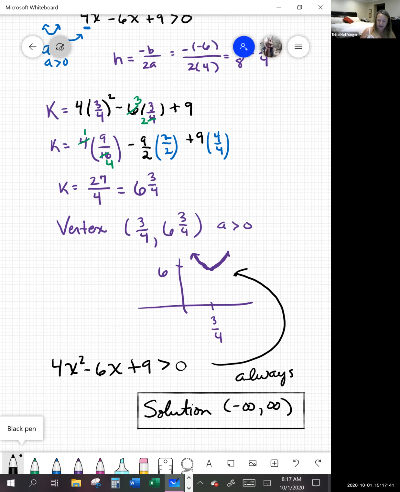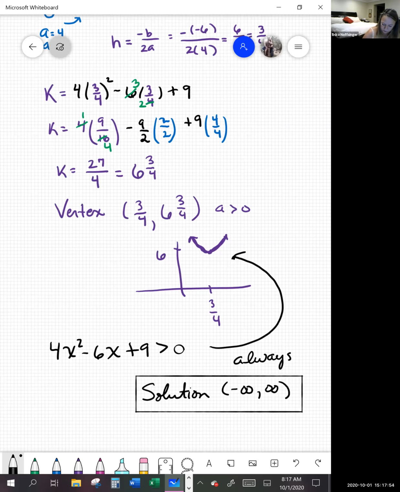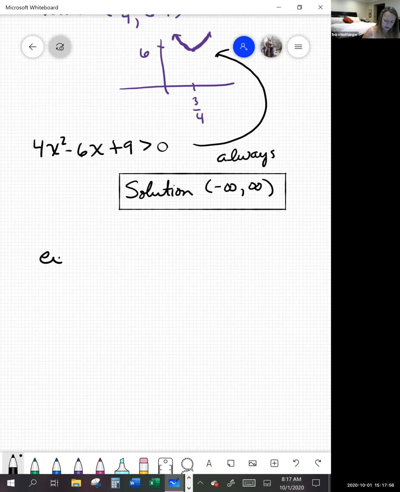Okay, I wanted one that does actually cross the x-axis. I see one that I can tell does, so let's just pull that out real quick. So x squared plus 8x is greater than 0. Notice that this is already everything to one side of the inequality. We can find where it's crossing the x-axis, and we can find the vertex.